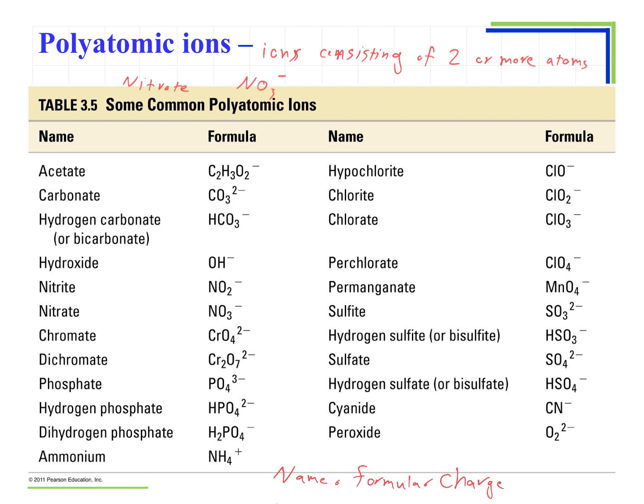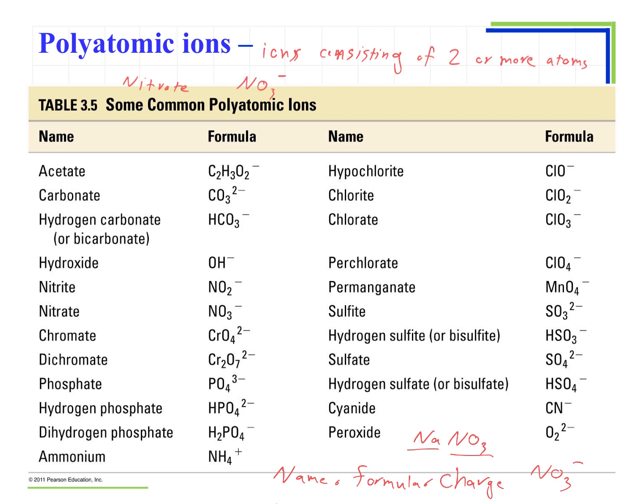Okay, so if you hear the name, you have to know the formula and the charge. If you see the formula, you have to know the name and the charge. For example, if you see this, you have to know that it's sodium and this is nitrate. You have to know the name, it's nitrate, and you have to know the nitrate charge is -1. So these are the three things that you have to memorize from this table.